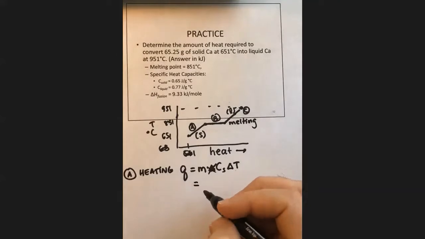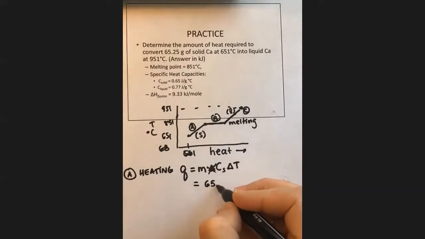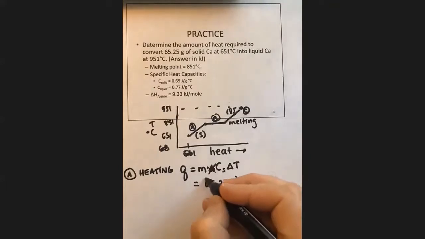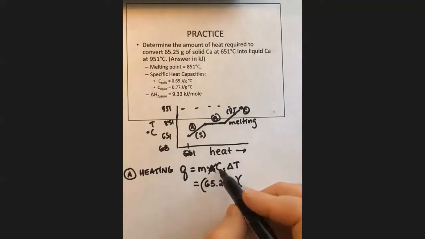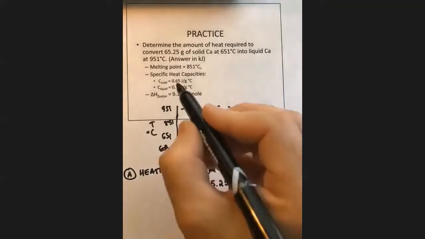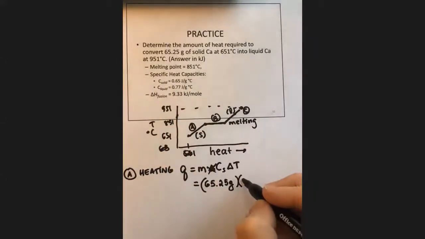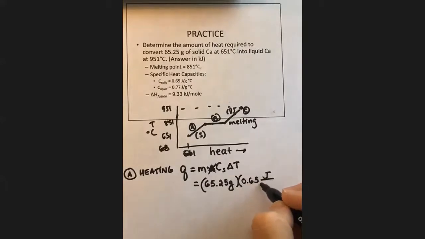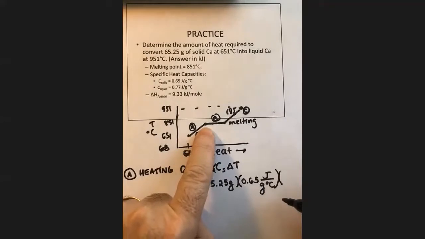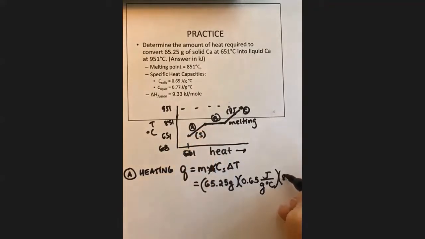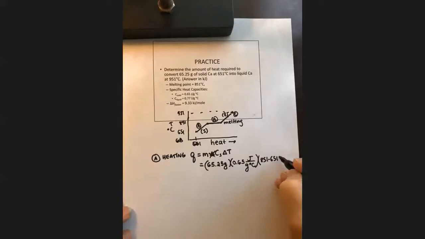So let's put in the values. We were told that we have 65.25 grams of calcium. Careful with what you choose for the specific heat. At this point, we're talking solid, so we have to use this one over here, 0.65 joules per gram per degree Celsius. Delta T is always final minus initial. The final here is when it's going to start melting, so that'll be 851 minus the starting one, 651 degrees Celsius.